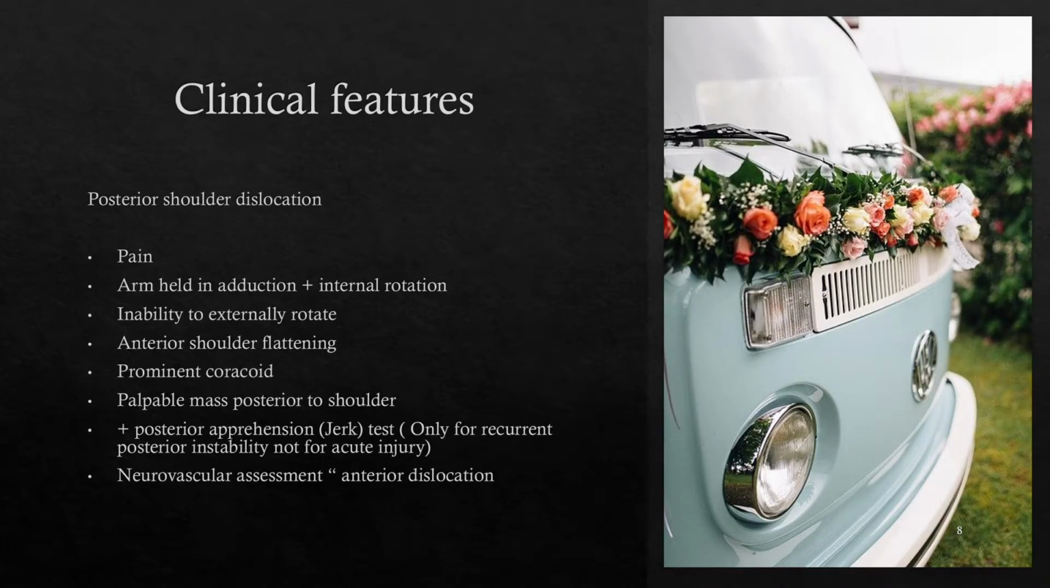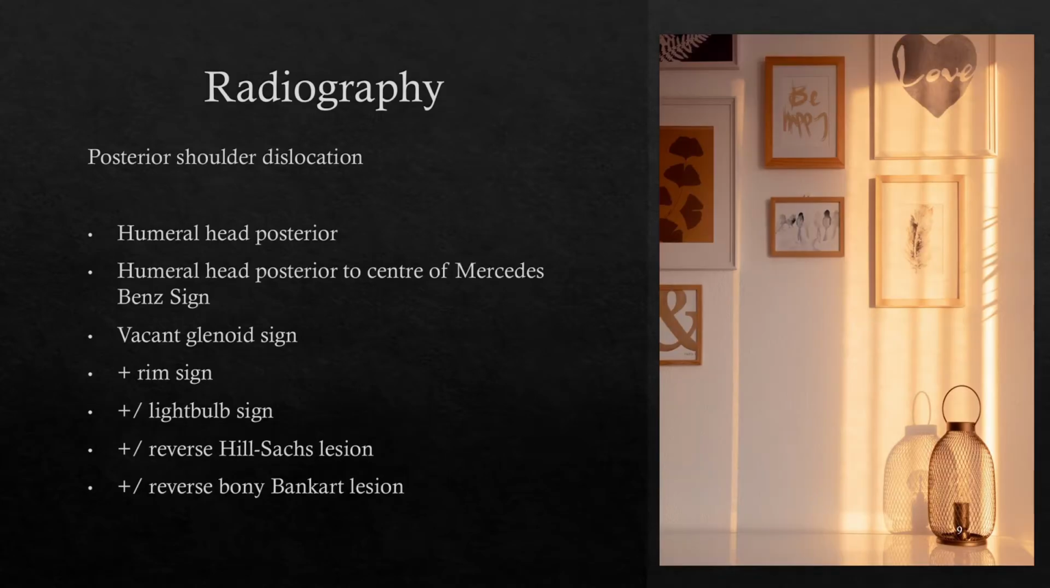Clinical features of posterior shoulder dislocation include pain. The arm is held in adduction and internal rotation. There's inability to externally rotate the arm, anterior shoulder flattening, prominent coracoid, palpable mass posterior to the shoulder, and a positive posterior apprehension or jerk test. The neurovascular assessment here would be the same as that of the anterior dislocation.